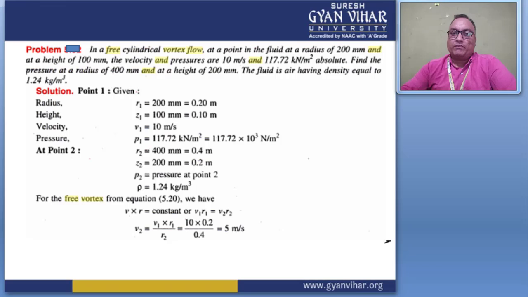So what is the pressure value? First, collect all the data from the question: radius, height, velocity, pressure, and the heights 0.1 and 0.2. The density of the fluid is constant for 0.1 and 0.2. For the free vortex, V times R equals a constant, so for two points, V1 R1 equals V2 R2, then the velocity V2 here is 5 meter per second.